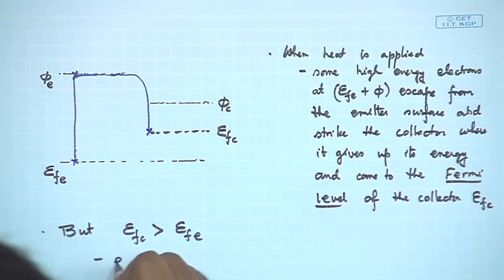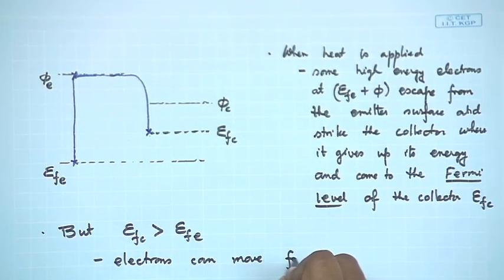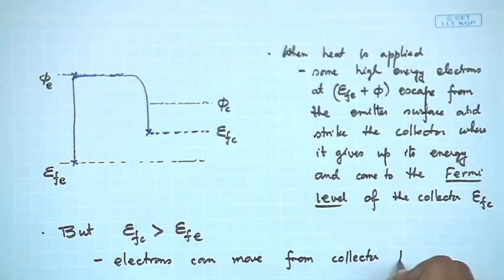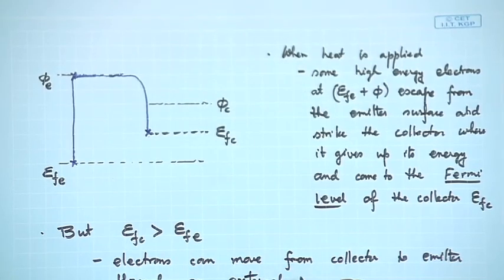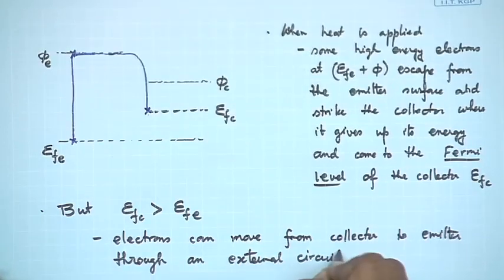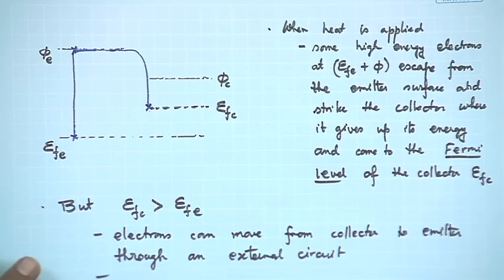So, therefore, the electrons can move from collector to emitter through an external circuit. Okay. So, this is how we generate electricity.